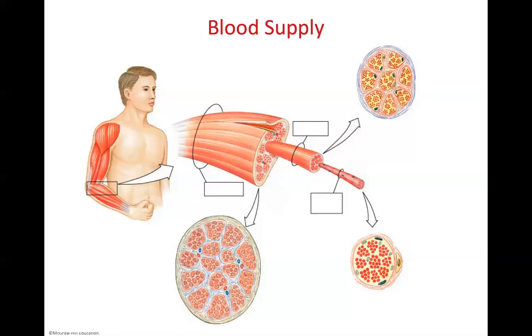And throughout these connective tissue sheaths that surround the muscle, we're going to be finding blood vessels that are providing blood to the exterior surface of the muscle and in between the fascicles. So there's blood supply that's traveling through those connective tissue sheaths, through the epimysium, through the perimysium.